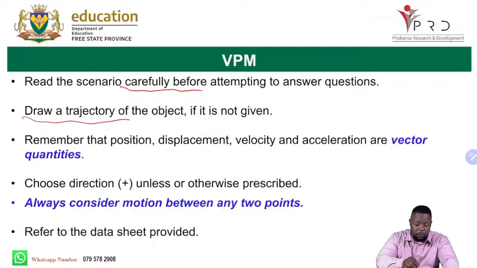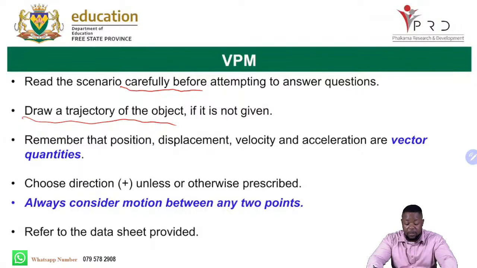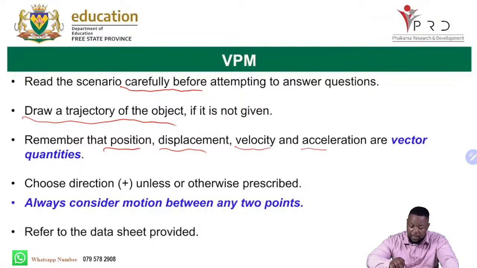We also need to be able to draw the trajectory of the object, the path that is followed by the object, which is called the trajectory. It's very important that we draw it if it is not given. Sometimes it is given, sometimes it's not. If it is not given, we draw the trajectory to indicate the path followed by the object. We need to remember that position, displacement, velocity, and acceleration are vector quantities. Vector quantities have both magnitude and direction.